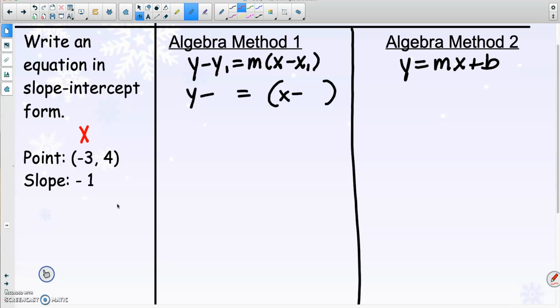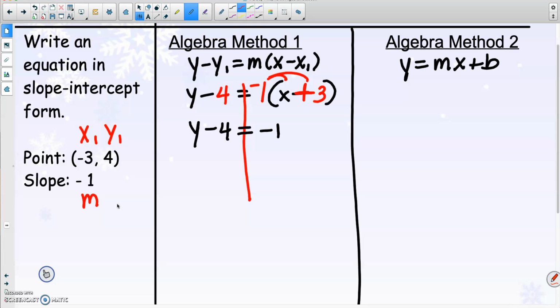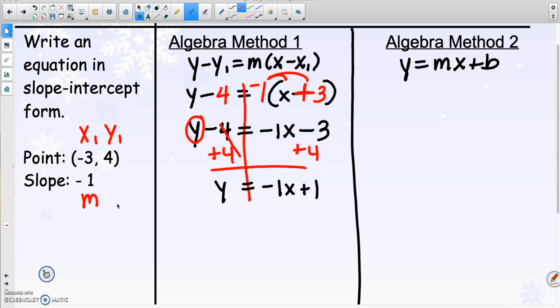My point would be x1 and y1, and my slope is m. So y minus 4 equals negative 1 times x minus negative 3. This would turn into a plus. I distribute. So y minus 4 equals negative 1x minus 3. And then I'm trying to get y by itself, so I would have to add the 4. So y equals negative 1x plus 1.